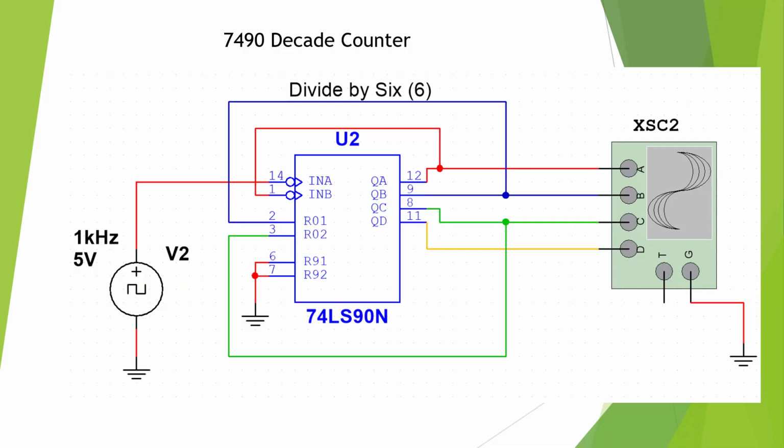Here's our 7490 as a divide by 6. So we're going to use our onboard reset, our NAND gate there, to reset this at a count of 6. So we're going to take QB, feed it back into one side of the master reset, and we're going to take QC and tie it back into the second input to the gate. And we're going to get a mod 6 count.